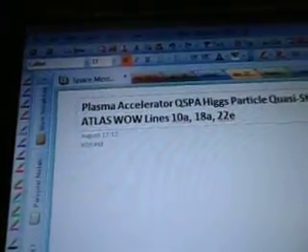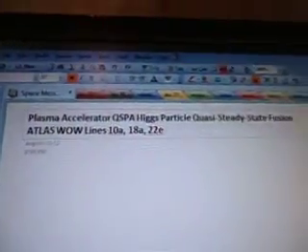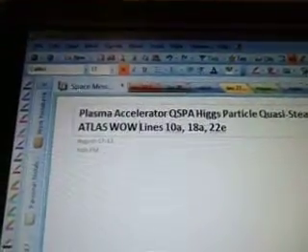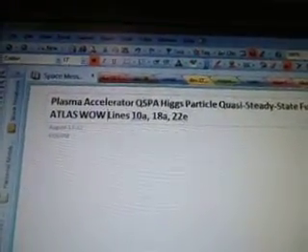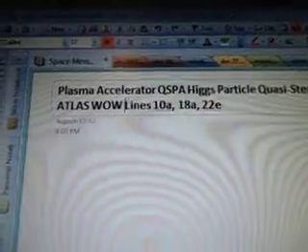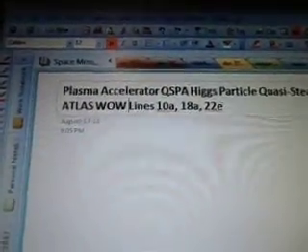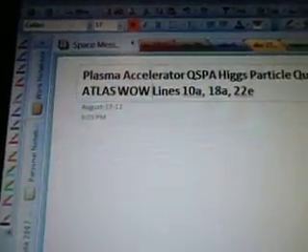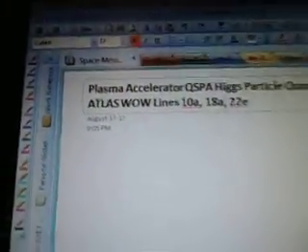Plasma Accelerator, QSPA, Higgs Particle, Quasi-Steady-State Fusion, Atlas, WOW, lines 10A, 18A, and 22E. Again, this is a cross-referencing. You see that I'm talking about the lines from the WOW alien signal, and I'm cross-referencing it with the Higgs boson information from CERN and Atlas.